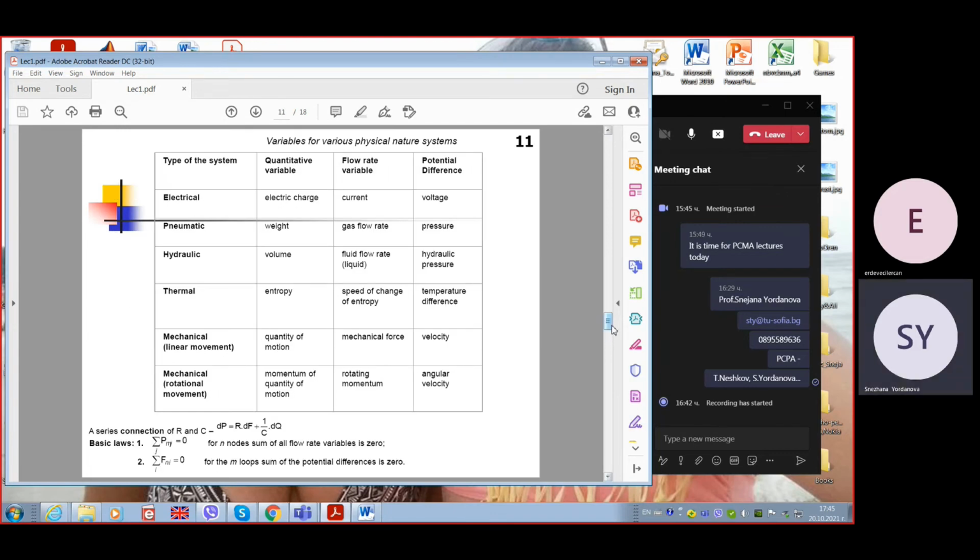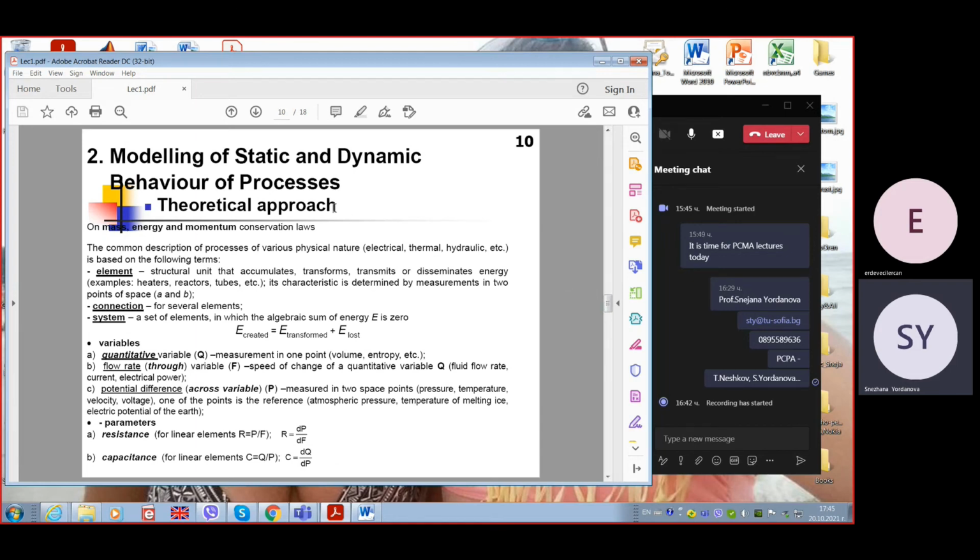So next topic, I'll start with modeling of static and dynamic behavior. And please look at the next lecture and the other lectures, of course, to select a proper presentation and tell me next time.